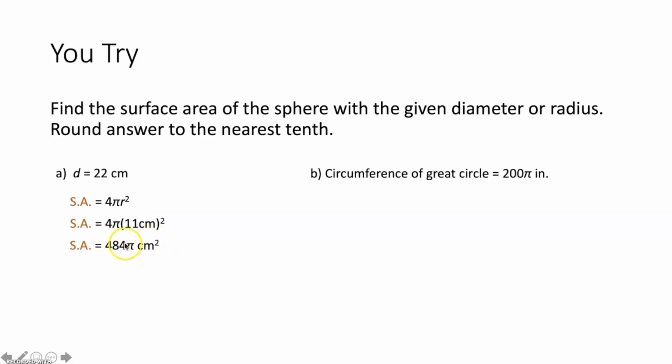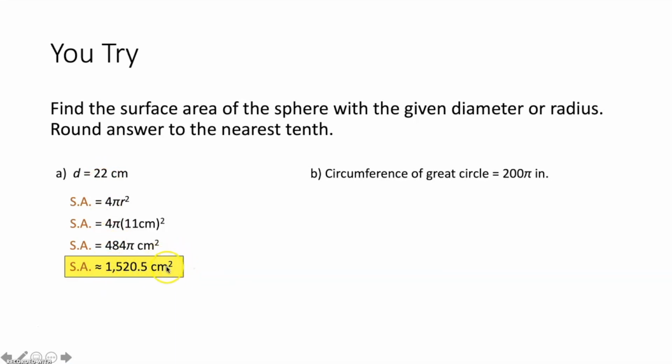But I don't want the exact surface area. This question wants you to round your answer to the nearest tenth. So in your calculator, you're going to take 484, multiply it by pi, and then round to 1 decimal place, and you get that the approximate surface area of this given sphere is going to be 1,520.5 centimeters squared, or square centimeters.